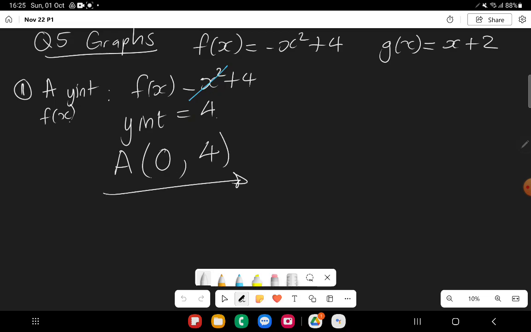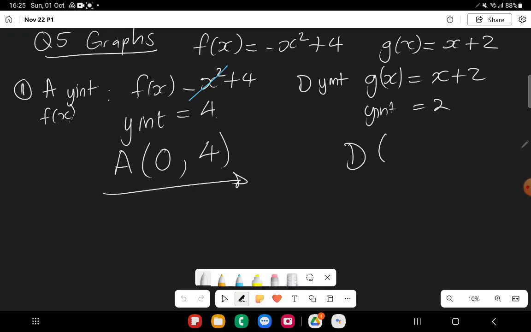The y-intercept you get straight from the equation. Question number 2 is asking for the coordinates of D, which is the y-intercept for g(x). So same thing: g(x) is equal to x plus 2, which means that the y-intercept is equal to 2. So the coordinates of D are x is 0, y is 2. Question 1 and 2 done.